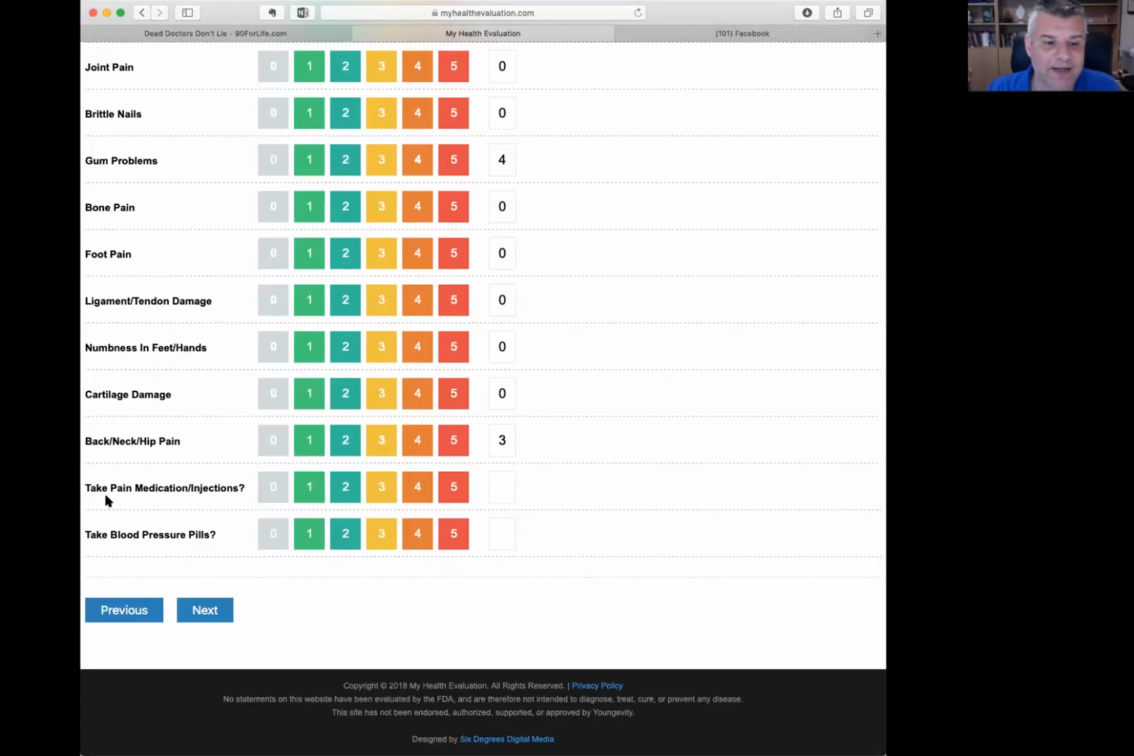Now, do I take pain medication? Nope. Take blood pressure pills? Yeah, I take blood pressure pills every day. So no wonder Joe's blood pressure is fine, because he's on these pills. Okay, so he puts a 5 there. So, we catch things like that where people may tell you that their blood pressure is fine, but they fail to tell you that the reason it's fine is because they're on these drugs. Okay, and we want to get people off of drugs. So that's why we put that question in there.